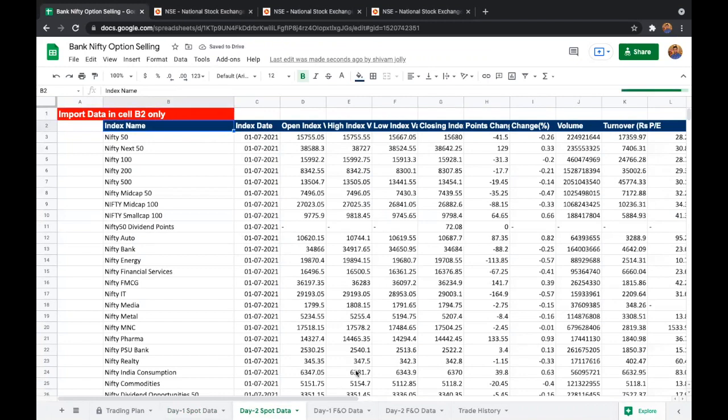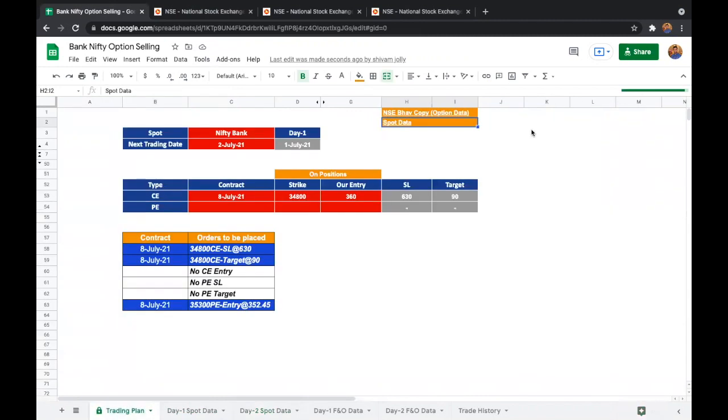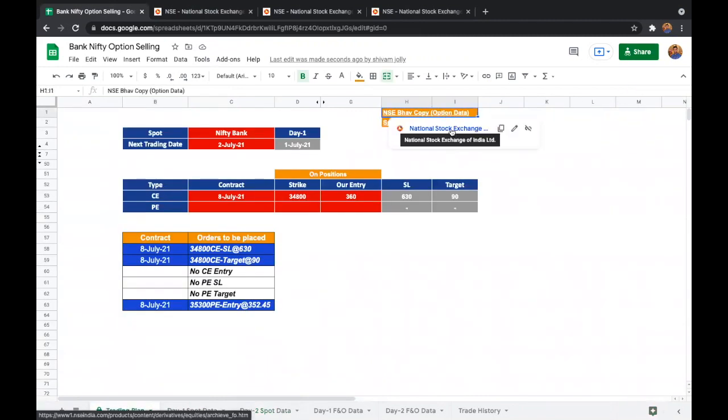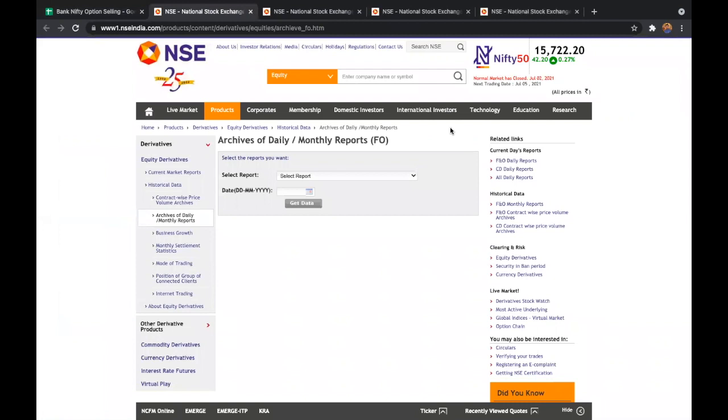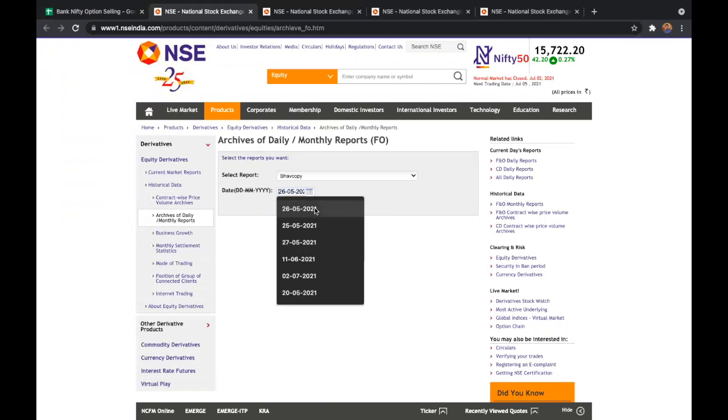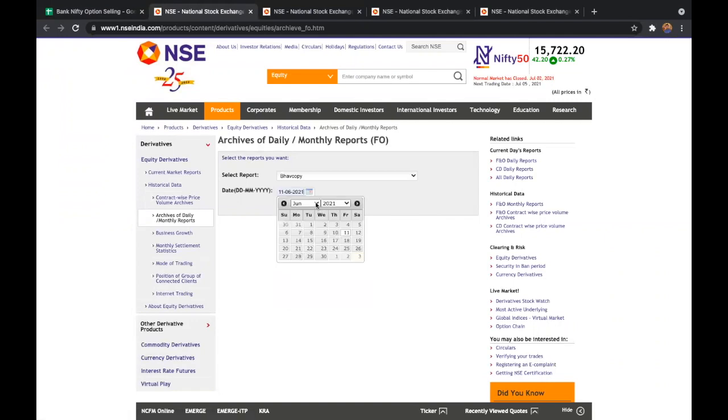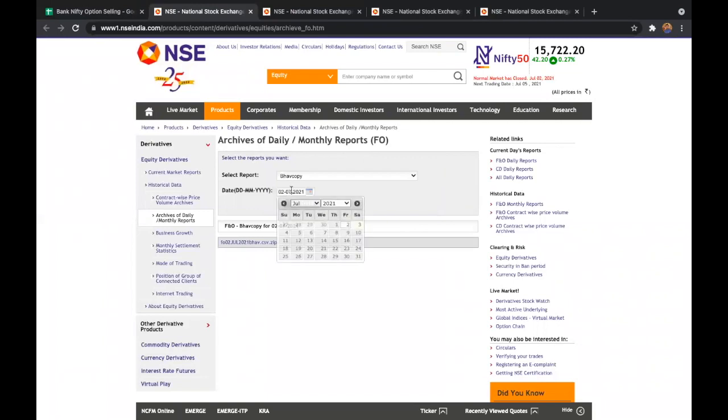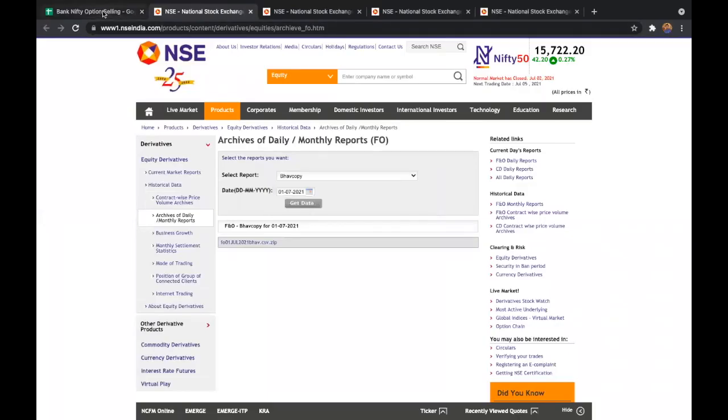Now we also want the previous 2-day FNO data. So we have given this link, options data, over here, which will redirect you to the NSE website. Just select Bhav copy, and select the relevant date, which is 2nd July, and download it to your system, right? Then 1st July, get data, download to your system, right?